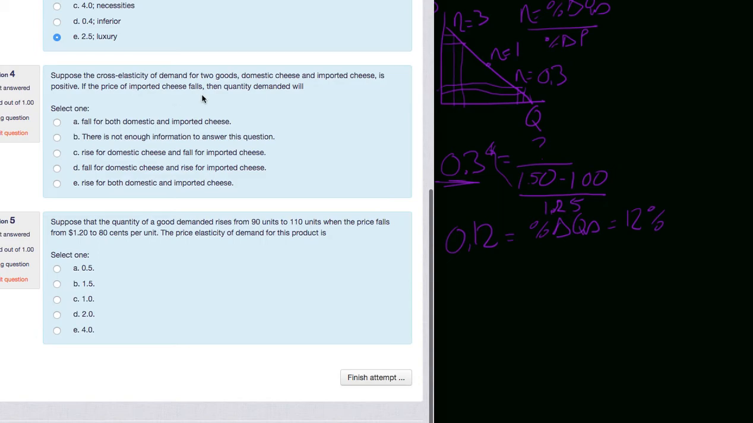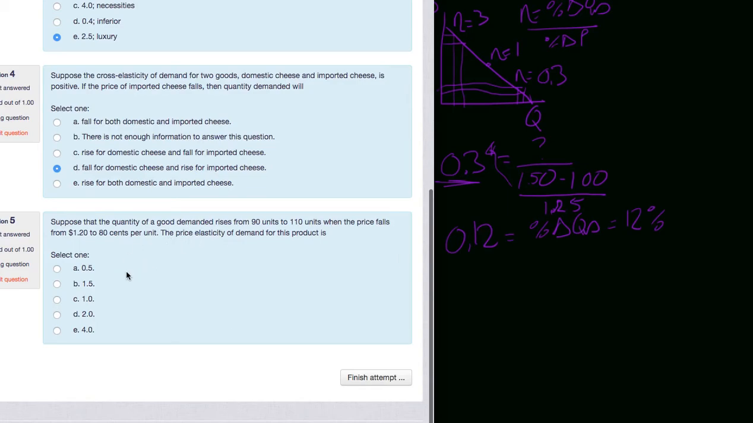So if the price of imported cheese falls, without even looking at the answers, I know that I'll demand more imported cheese based on the law of demand. And because these goods are seen as substitutes, my quantity of domestic cheese moves in the same direction as the price of imported cheese, so I know that my quantity of domestic cheese will fall. So there's going to be a fall for domestic cheese and a rise for imported cheese.